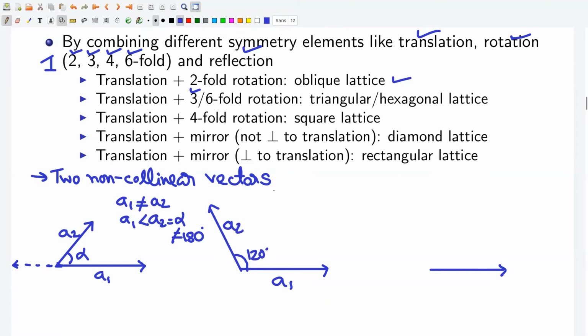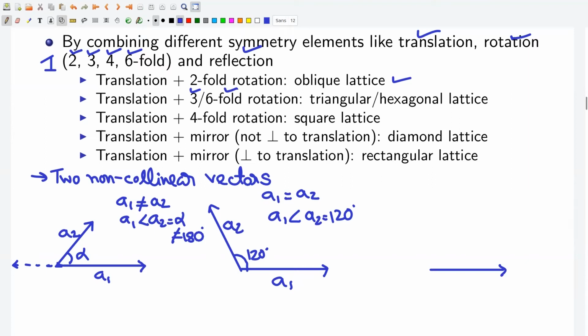In this case, how are these vectors related? The magnitude of A1 is equal to the magnitude of A2, and the angle between them is also fixed, equal to 120 degrees. I leave it as an exercise for you to verify that if we combine the translation with sixfold rotation, we get the same lattice.